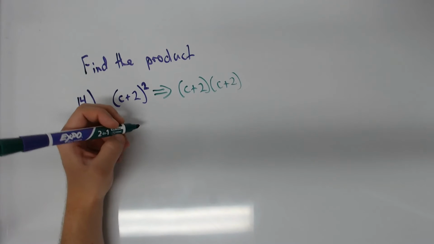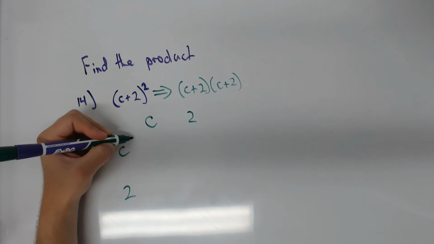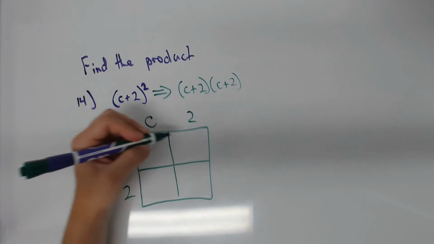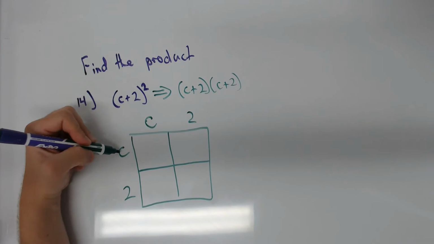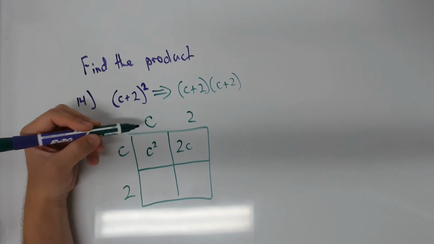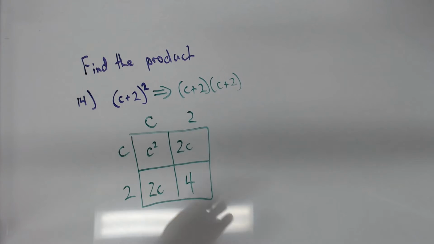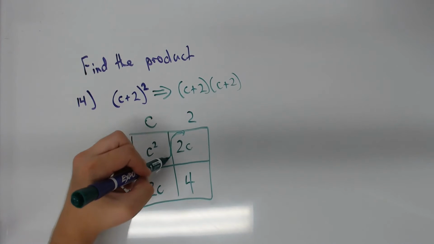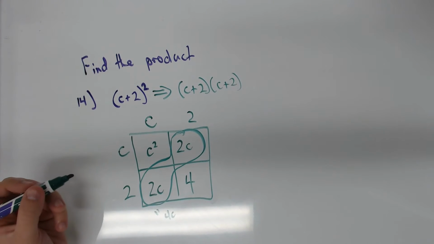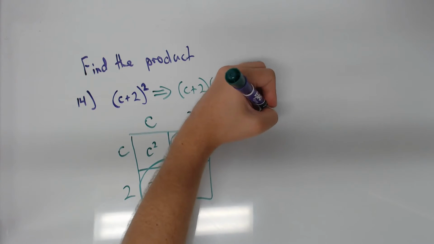So now we're going to use that box method, Punnett square, to organize our multiplication, because each term needs to get multiplied by each other term. C times C is C squared. 2 times C is 2C. C times 2 is 2C. And 2 times 2 is 4. Now we look for any like terms. We have 2C terms. So does that add up to 4C? So our final answer is C squared plus 4C plus 4.